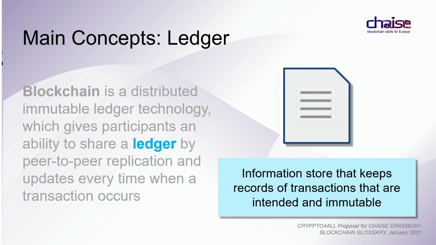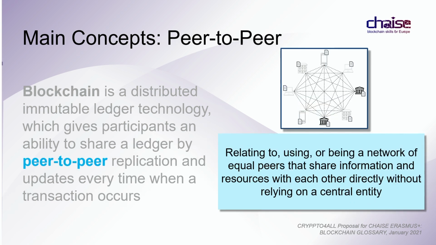Here, the central component is the ledger, which is an information store that keeps records and transactions that are intended and immutable. Blockchain is based on peer-to-peer networking, which is defined as relating to using or being a network of equal peers that share information and resources with each other directly without relying on a central party.